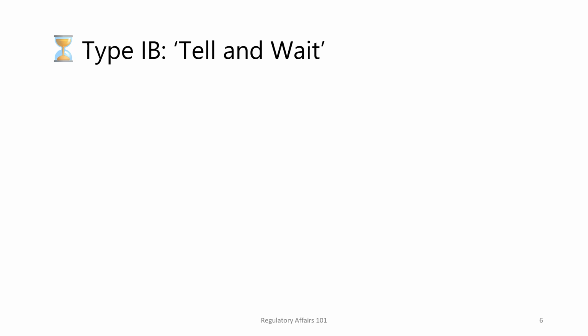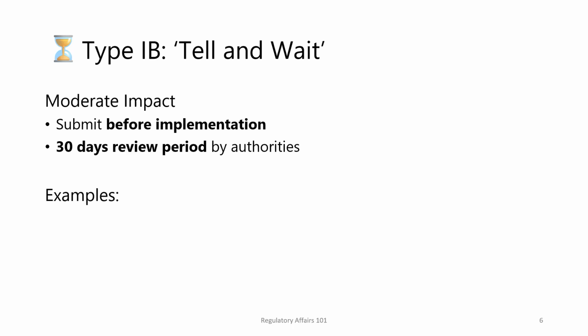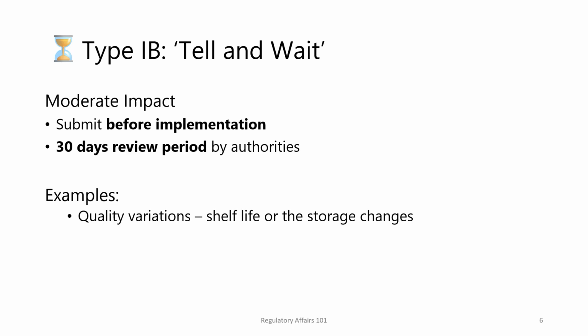Type 1B variations are "tell and wait." Type 1B changes have moderate impact. You must submit before implementation and wait for a 30-day review. Examples include shelf life changes or minor manufacturing updates.